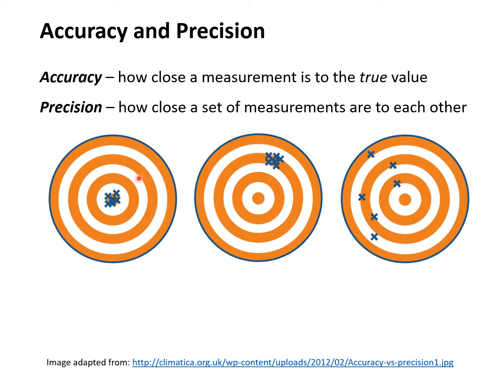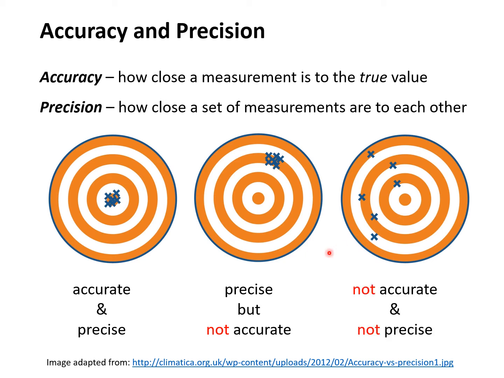Here we have a set of measurements that are close together and directly on the target. And so therefore we would define this as both accurate and precise. In this case, the measurements are close to each other, however, they are quite far from the target. So in this case, the results would be defined as precise but not accurate. And finally, in this case, we see that the results are neither precise nor accurate because they're not close to one another and they're also not close to the target. So these results are neither accurate nor precise.